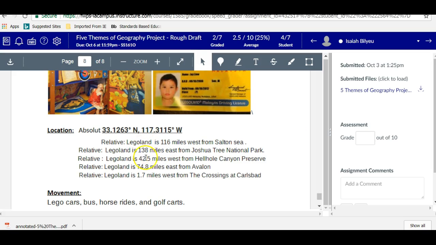This is very specific. This would almost be like absolute. So you don't need to say that Legoland is 138 miles east of Joshua Tree National Park. You can say that Joshua Tree, Hellhole Canyon are close to that. Do you know what Avalon is? Because I don't. And then the crossings at Carlsbad, I'm not entirely sure what that is. Do you know what it is?